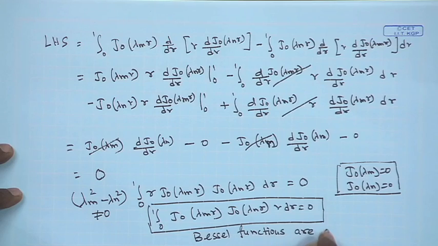Bessel functions are orthogonal with respect to weight function r. So, we will utilize this property of the Bessel function to solve partial differential equations in the cylindrical polar coordinate system. Once we have proved that the Bessel functions are orthogonal, we will look into the complete solution of PDEs in the cylindrical coordinate system.